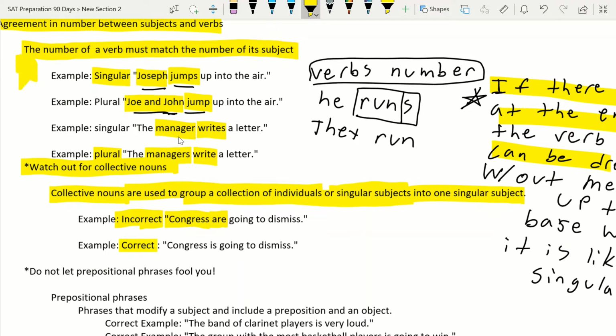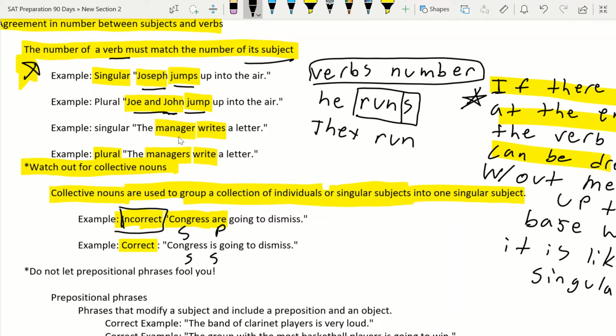We have to match the number of a verb with its subject. Congress right here is singular. This "are" here is plural. So what does that mean? That means it's incorrect. Now, if we were going to correct that, we would write "Congress is going to dismiss," right? So that's going to be a singular subject with a singular verb. We have to match the number of our subjects and our verbs.